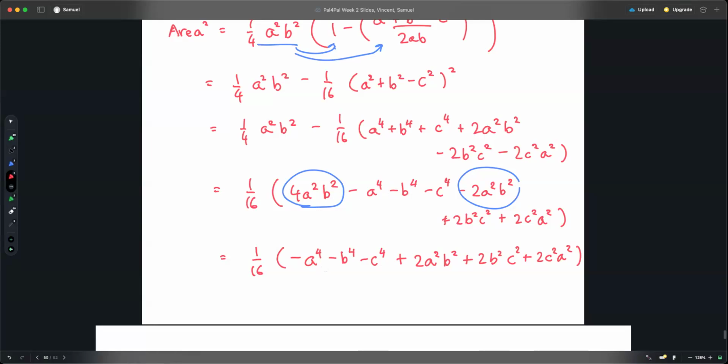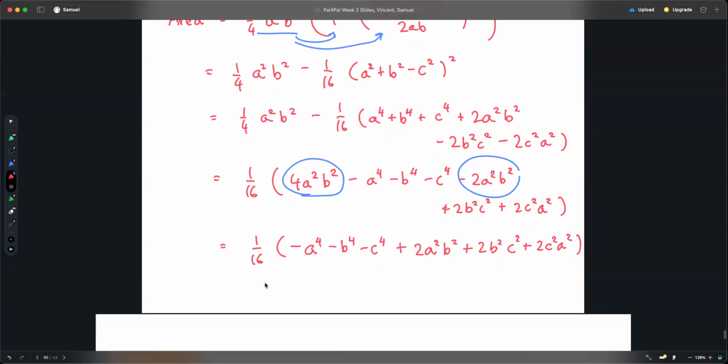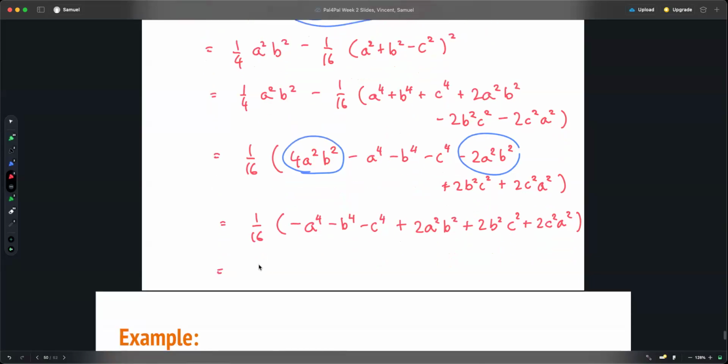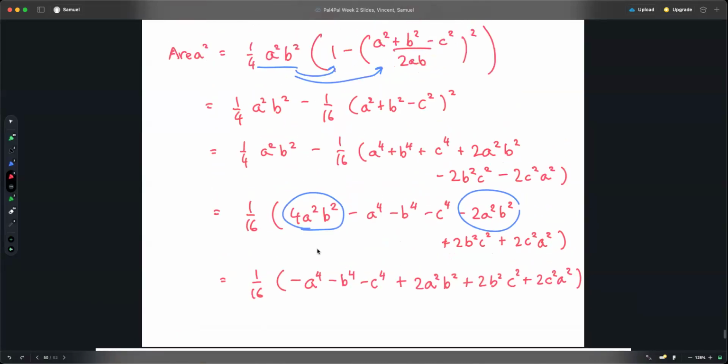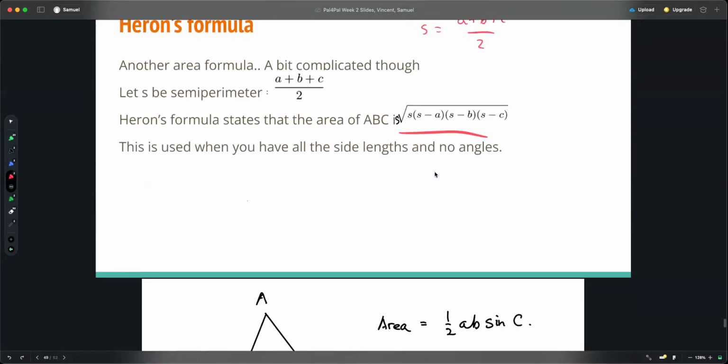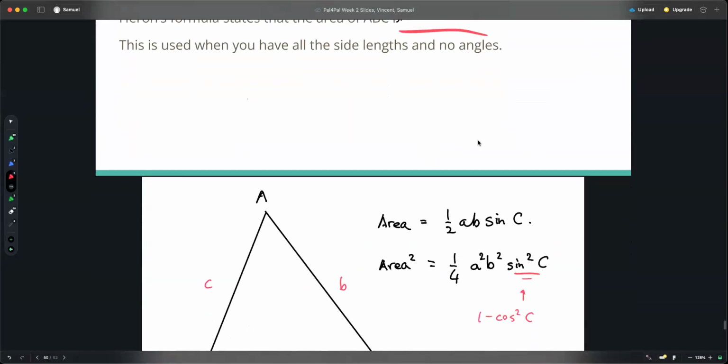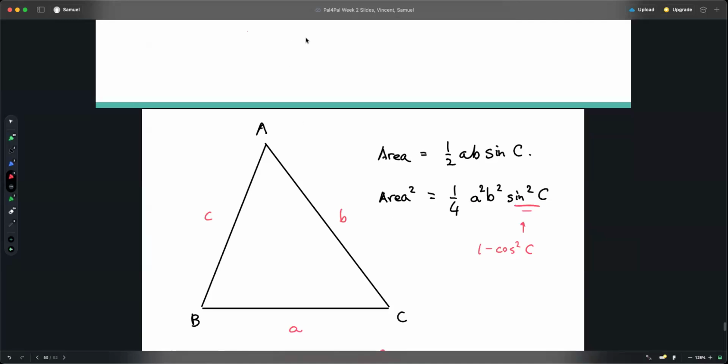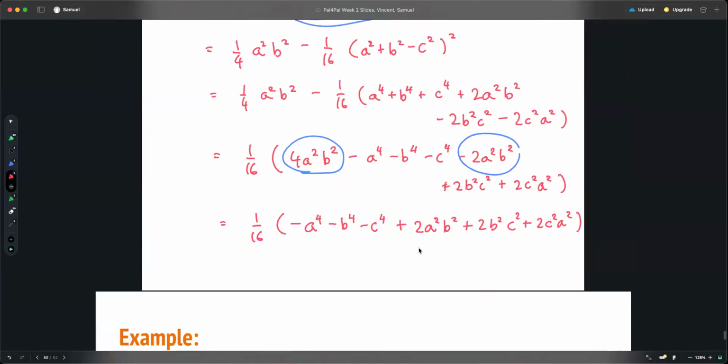Okay, I guess I'm going to do the rest of this. So Samuel left off here. Let's see. You're at that stage, you're just trying to simplify it now, right? Like from the bottom.